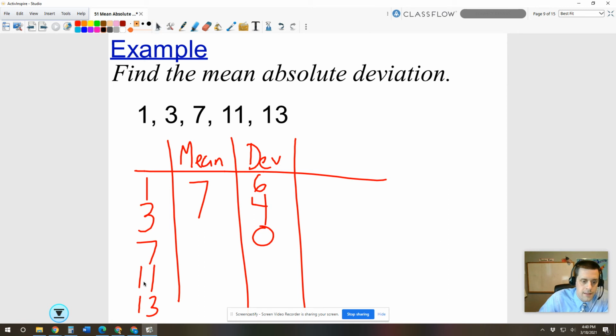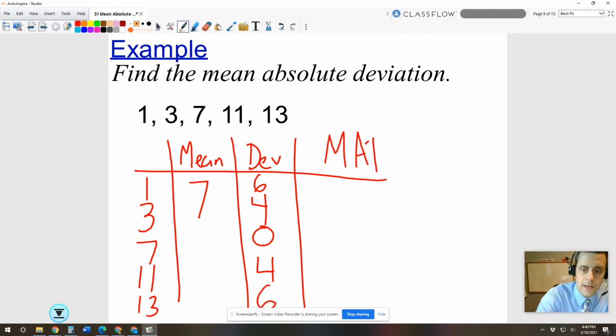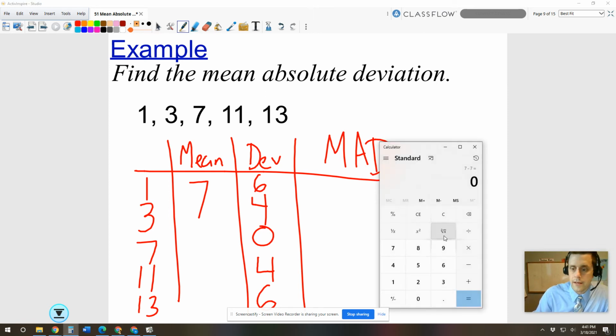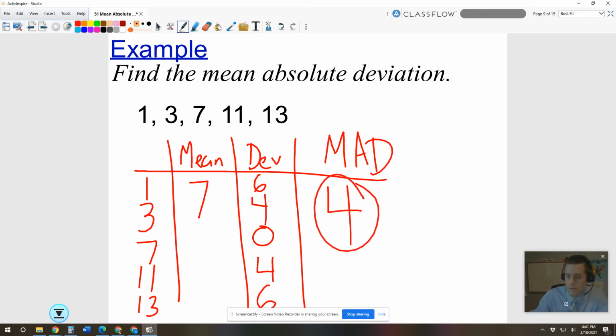My next data point is 11. 11 minus 7 is 4. And finally, 13 minus 7 gives me a deviation of 6. We are ready for mean absolute deviation now. We're going to find the mean of those deviations. So on my calculator, first finding the sum, 6 plus 4 plus 0 plus 4 plus 6. I get a total of 20, and I'm going to divide that by 5 because there were 5 deviations in the set. Gives me a mean absolute deviation of 4.